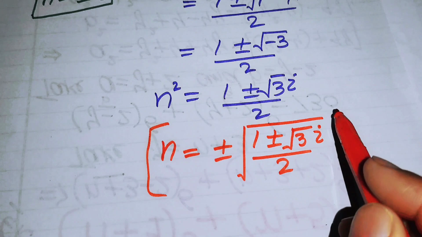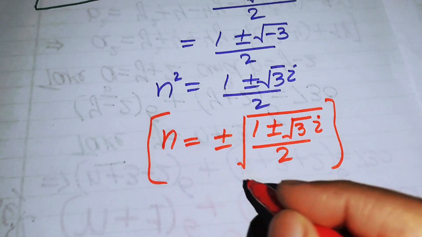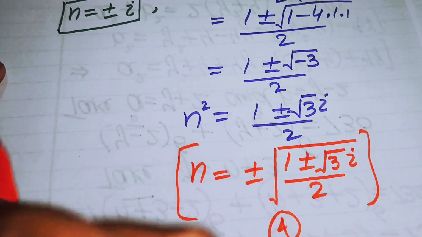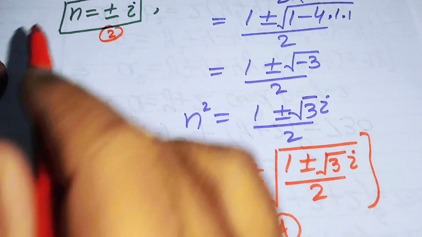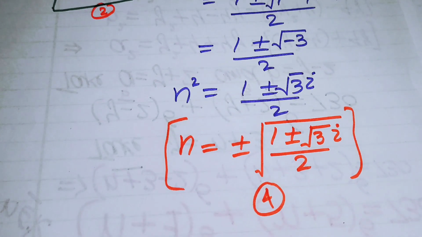So these are the other four roots. This equation gives the four roots of the given equation. So these are the four roots and these are the two roots. So these are the total 12 roots of the given equation, and this is our final answer of this question.